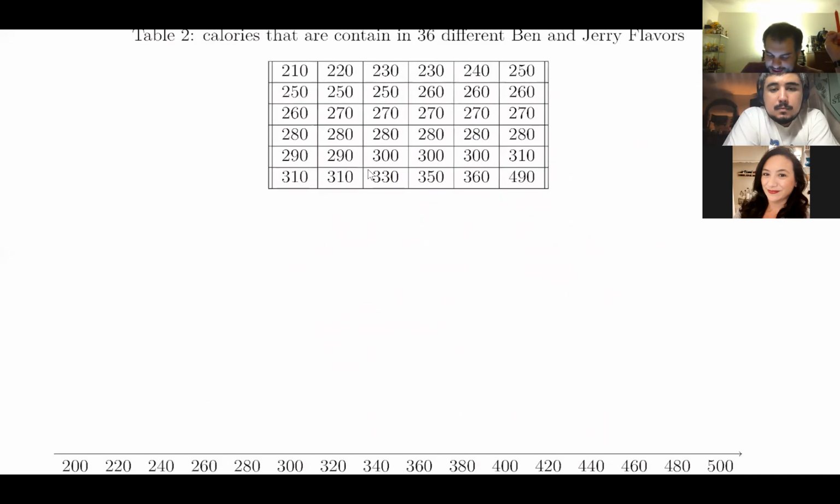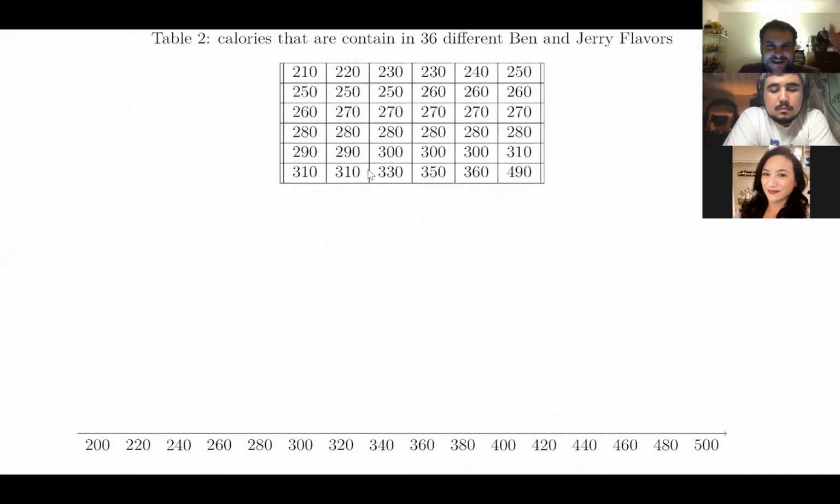So we're going to do a dot plot for it. How many flavors do we have that have 210 calories? We have 1, 2, 3, how many? Yeah, so you only have 1. So we'll put 1 right here. How many flavors do we have that are 220? Yeah, so you have one. Perfect. All right.